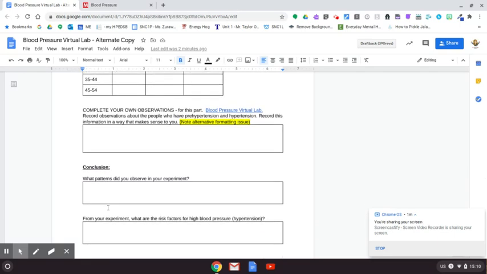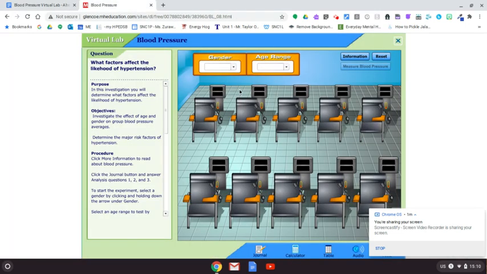Okay, so now, there's one other thing that you need to do, and everybody's is going to look a little different, and that's okay. It's just the way we're getting around everybody not having to put those numbers in over and over again. So you're going to open up the virtual lab, and you're going to record observations about the people who have hypertension only. So record this information in a way that makes sense to you.